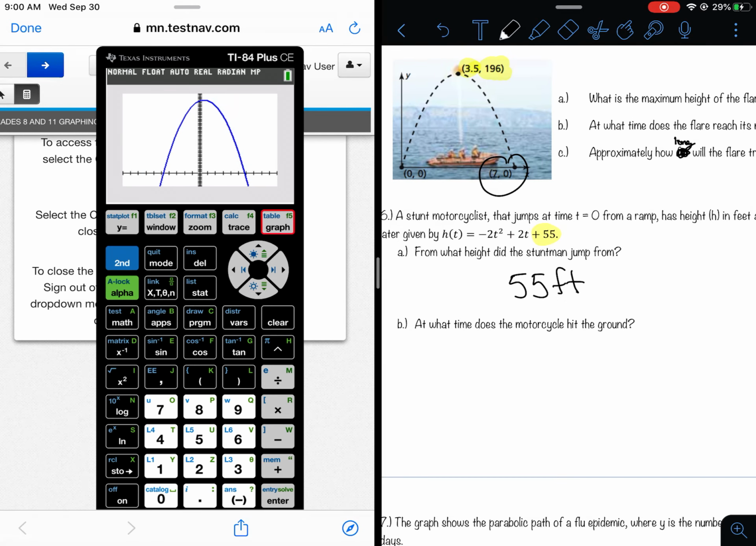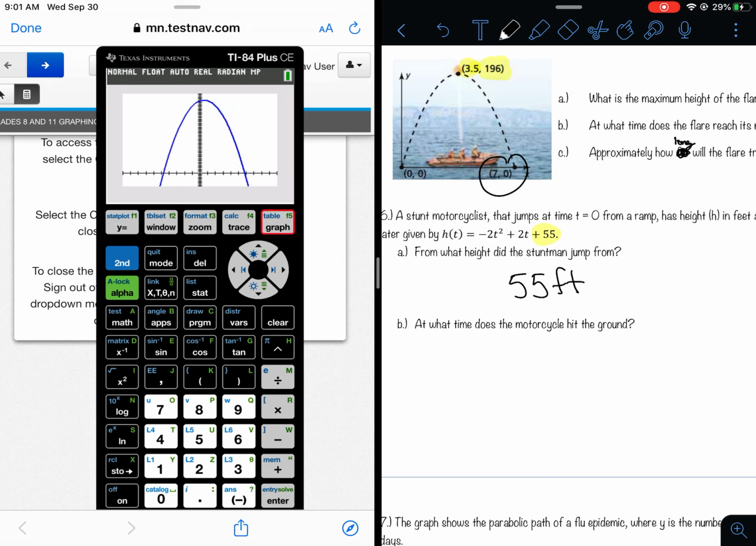Now we want to see what time the motorcyclist hits the ground. Essentially, we want to find where our parabola crosses the x-axis, because think of the x-axis as the ground. So the parabola is his path, the x-axis is the ground. We want to find where his motorcycle hits the ground. In other words, we want to find the x-intercept.